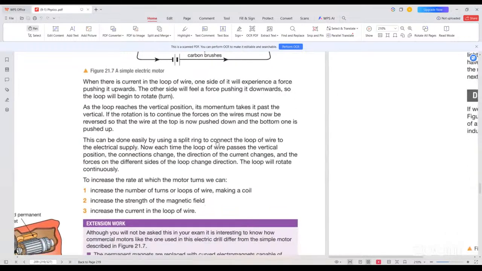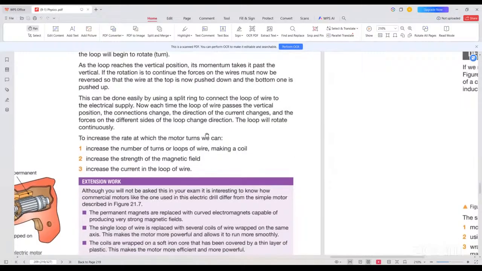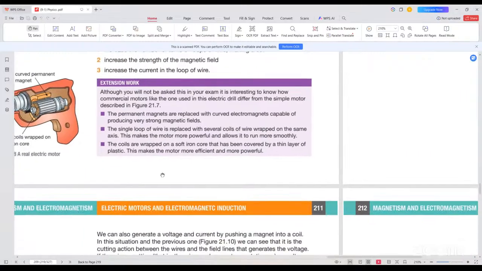Then to increase the rate at which the motor turns, we can increase the number of loops, we can increase the strength of the magnetic field, and we can increase the current in the loop of wire. These are some common things you need to remember. There will be direct questions asking how we can increase the speed of rotation of the motor. Then these are the three factors that you need to write, okay?